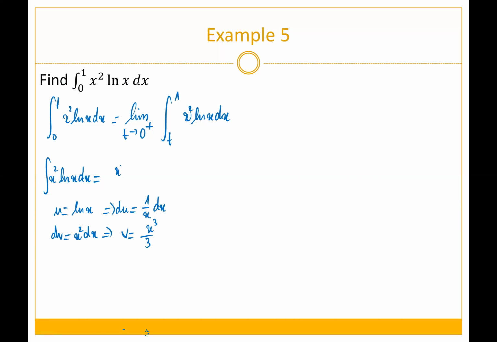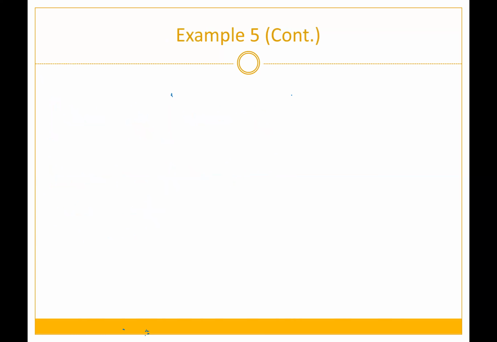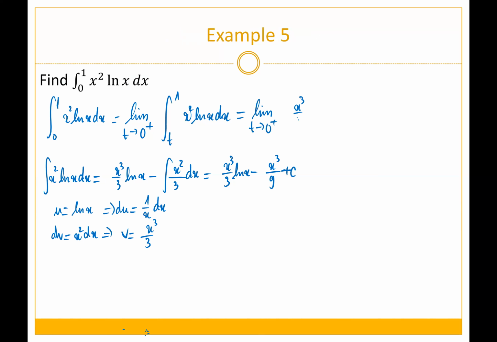Then you're going to have x cubed over 3 ln of x, minus the integral of x cubed over 3 times 1 over x, dx, which is going to give us x cubed over 3 ln of x minus x cubed over 9, plus c. But if you plug it in here, you don't need the plus c because it's a definite integral. So you're going to have x cubed over 3 ln of x minus x cubed over 9, and you plug in 1 and t. When you plug in 1, what you have here is 0, because ln of 1 is 0, and then you have minus 1 over 9. Then you plug in t, which I'll write down.